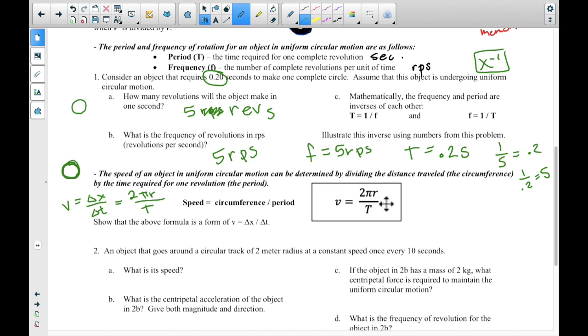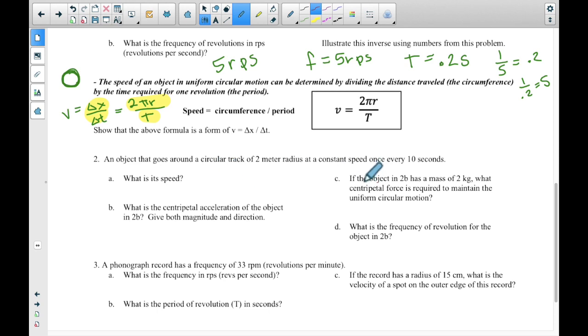This one is not on the AP sheet. Yes, on the AP sheet, they do have circumference equals 2 pi r. So that is on the AP sheet. Okay, let's take a look at a couple of examples just to see how this works.